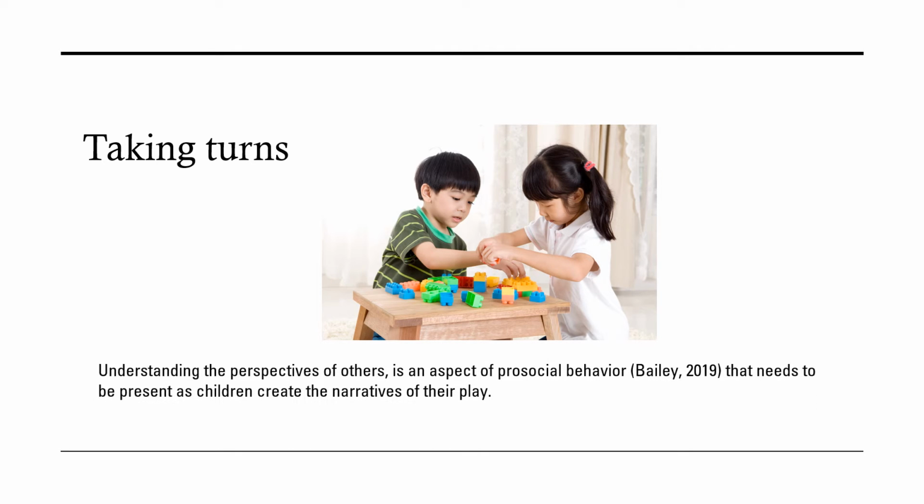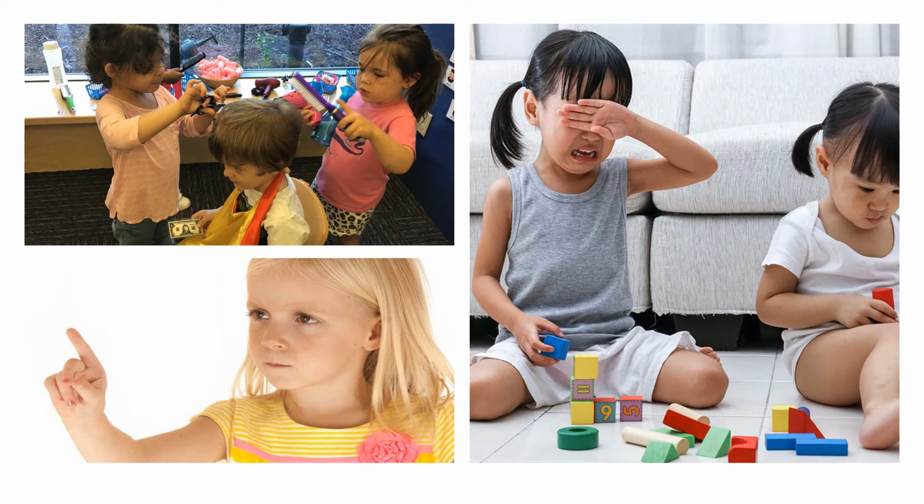The idea for this lesson grew out of a need in my own program for the children to take turns in creating the rules for play. Understanding the perspectives of others is an aspect of pro-social behavior that needs to be present as children create the narratives of their play. Each child contributing to the story allows different perspectives to the detailed storyline that directs their play. However, if only one child has input into how the story unfolds, other children may lose interest and conflict may disrupt the deep emerging rhythm of play.